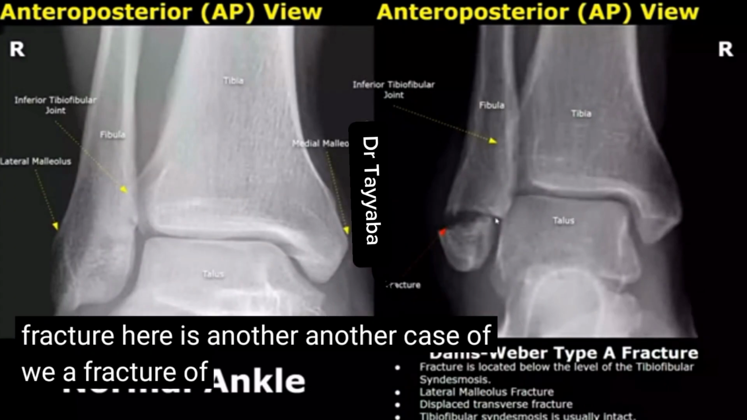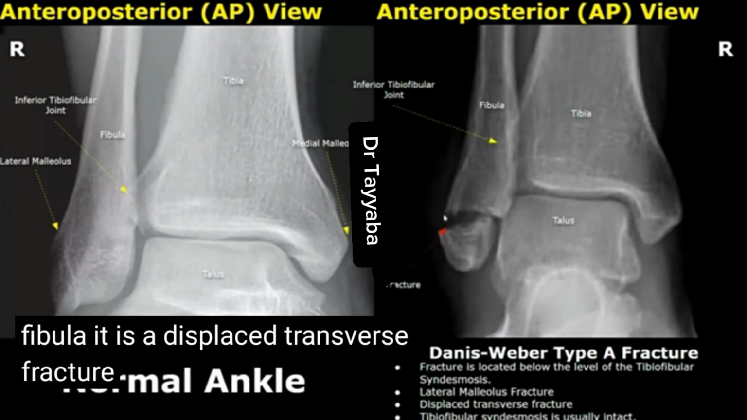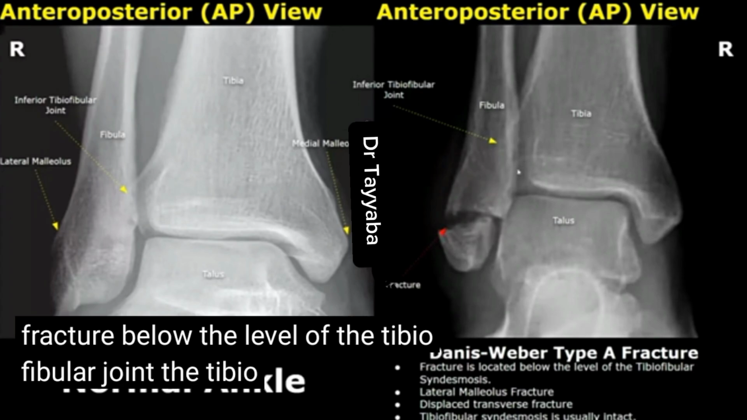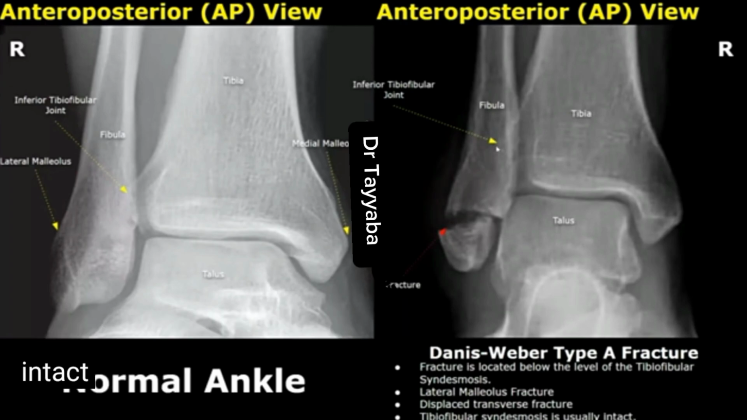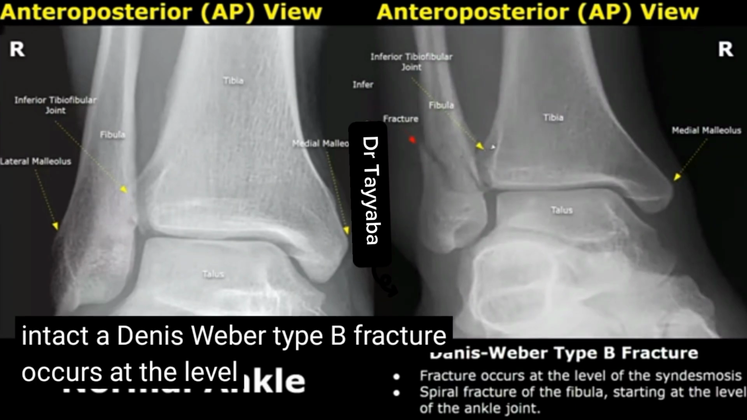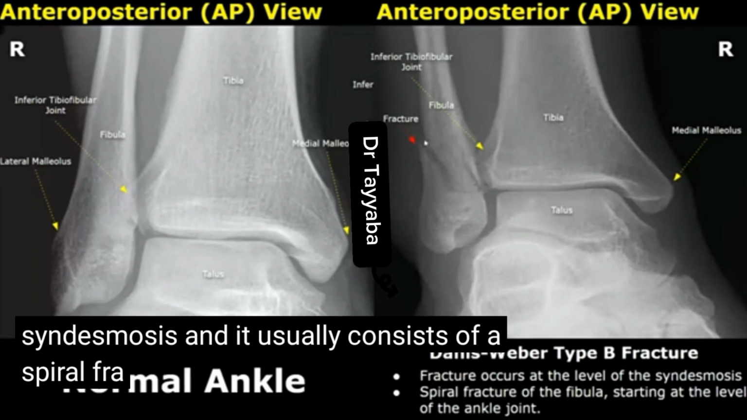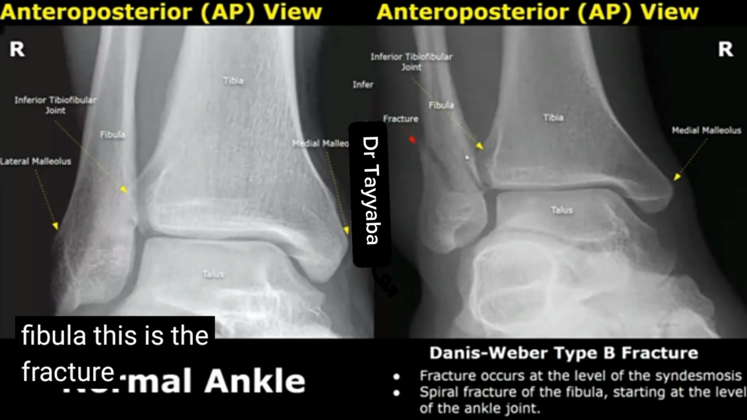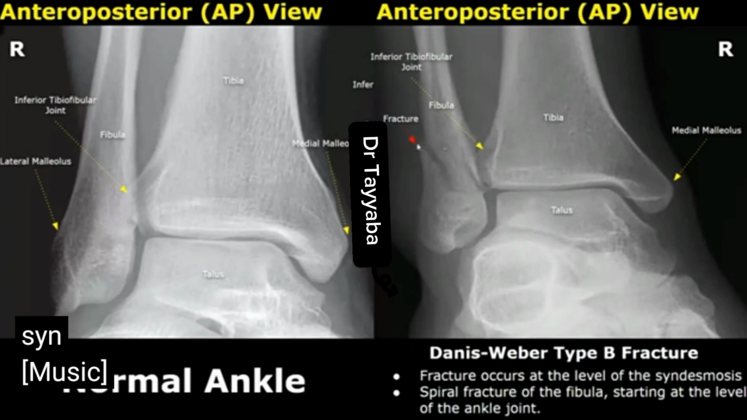Here is another case of fracture of the fibula. It is a displaced transverse fracture below the level of the tibiofibular joint. The tibiofibular syndesmosis is intact. A Danis-Weber type B fracture occurs at the level of the syndesmosis and it usually consists of a spiral fracture of the fibula. This is the fracture. It is at the same level of the syndesmosis.